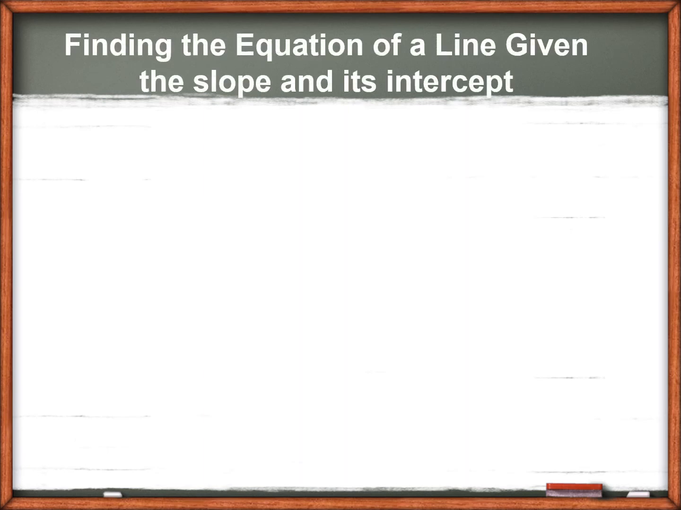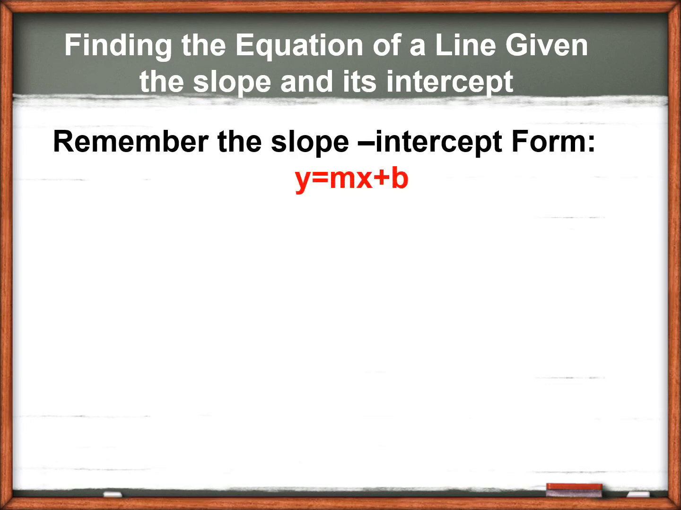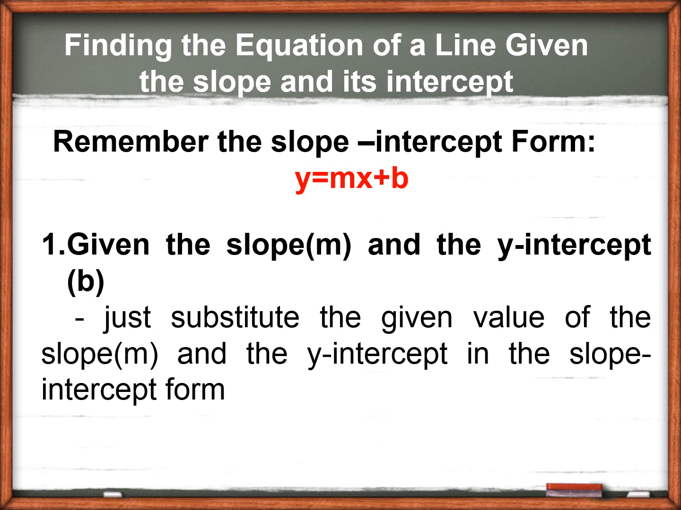Let us now have finding the equation of a line given the slope and its intercept. In this session, always remember the slope-intercept form defined by y equals mx plus b. There are two conditions that we need to take note of in finding the equation of a line given the slope and its intercept. The first condition is given the slope and the y-intercept. In finding the equation of the line given the slope and the y-intercept, just substitute the given value of the slope and the y-intercept in the slope-intercept form.